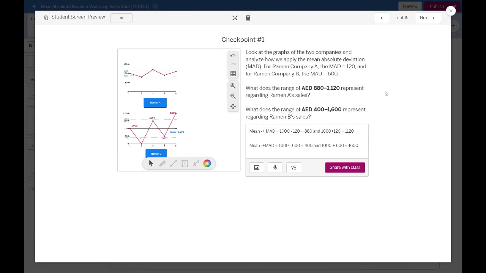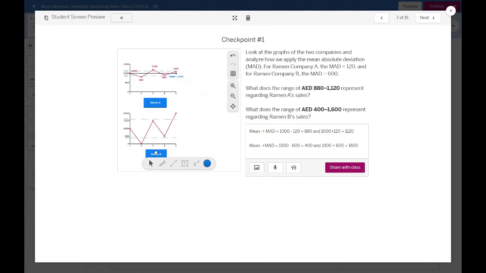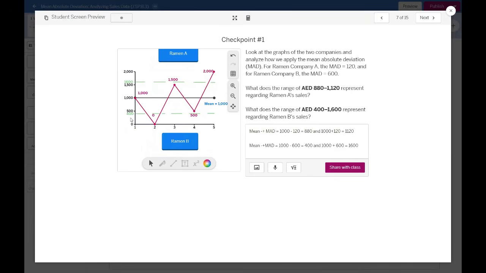Basically, the mean absolute deviation tells us the range of risk that we can have for each company. Here, you have 880 to 1120, so your money will have a steady growth. Meanwhile, for Ramen B, you can see that the range is 400 to 1600. So this is a high risk, high return kind of investment.